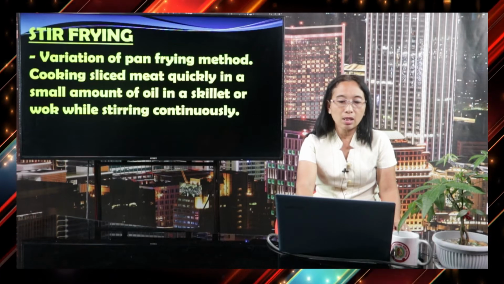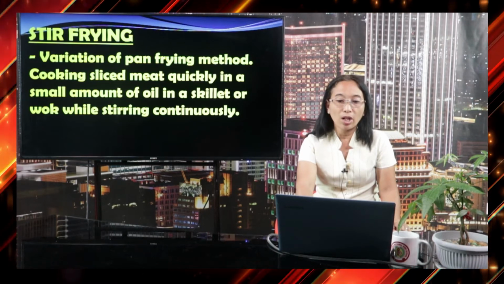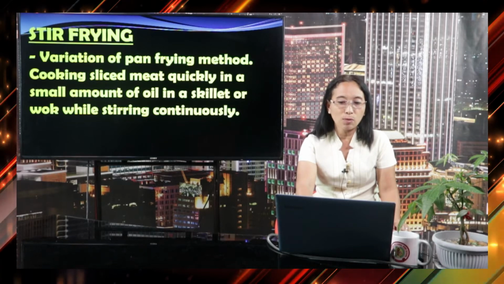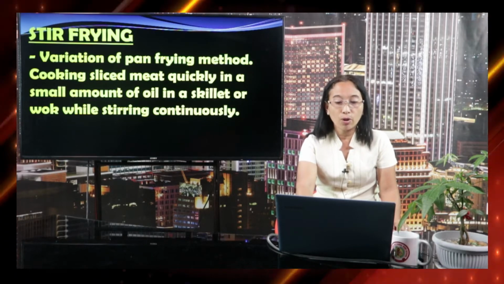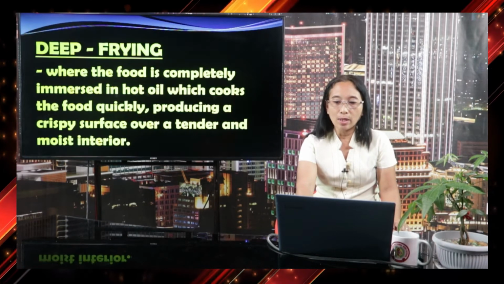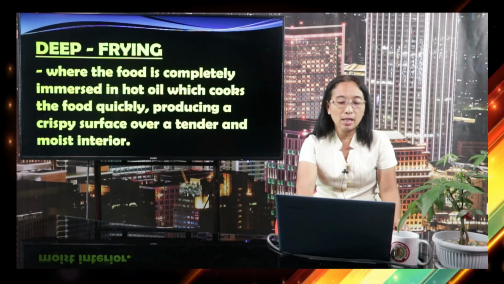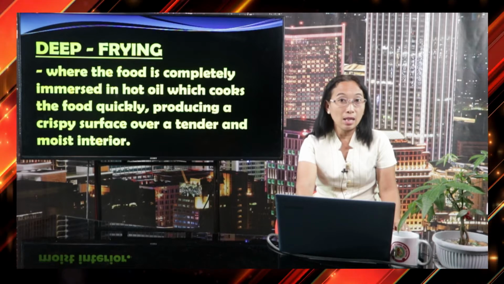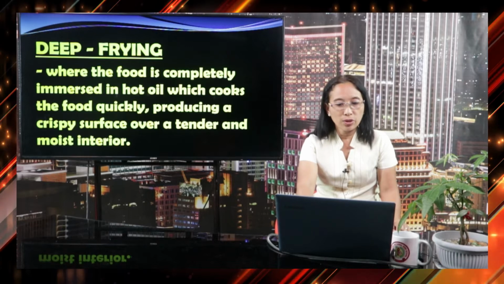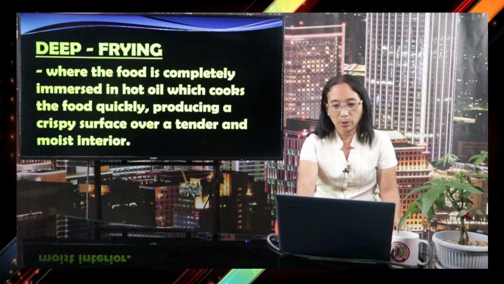Okay, another is the stir frying. The stir frying is a variation of the pan frying method. It is cooking sliced meat quickly in a small amount of oil in a skillet or wok while stirring continuously. And the last one is the deep frying. For deep frying, the food is completely immersed in hot oil, which cooks the food quickly, producing a crispy surface over a tender and moist interior.